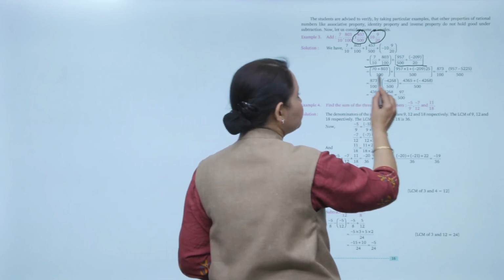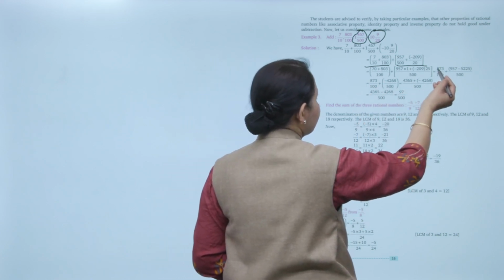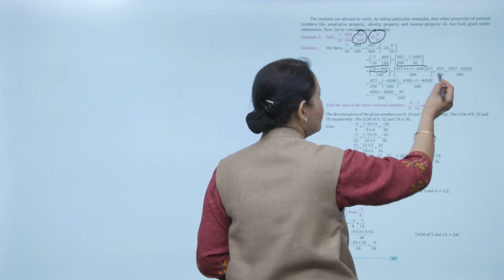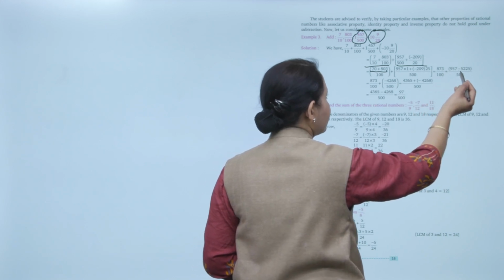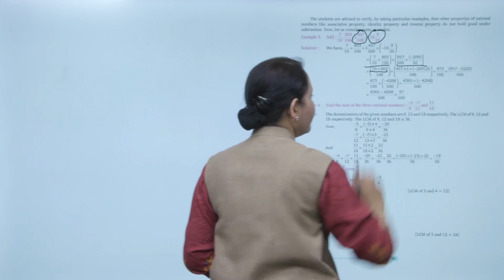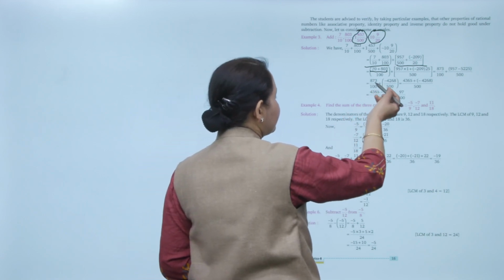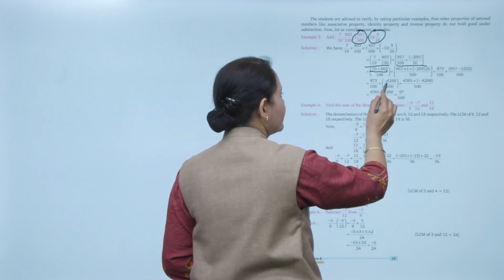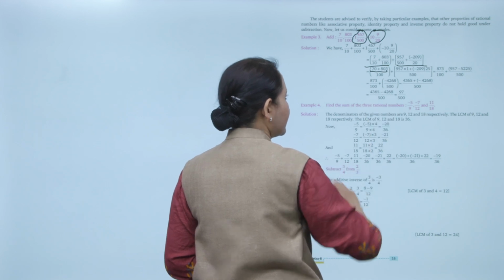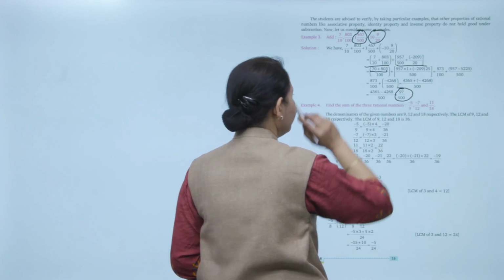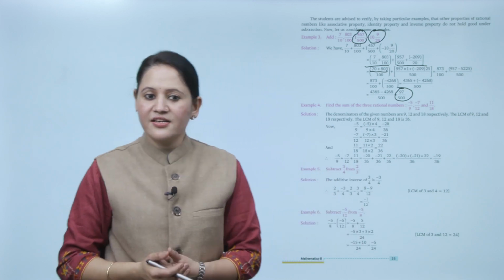So this will become 873, we added both, upon 100 plus 957 minus 5225 upon 500. So 873 upon 100 plus minus 4268 upon 500. We will solve, and we'll get 97 upon 500. Clear?